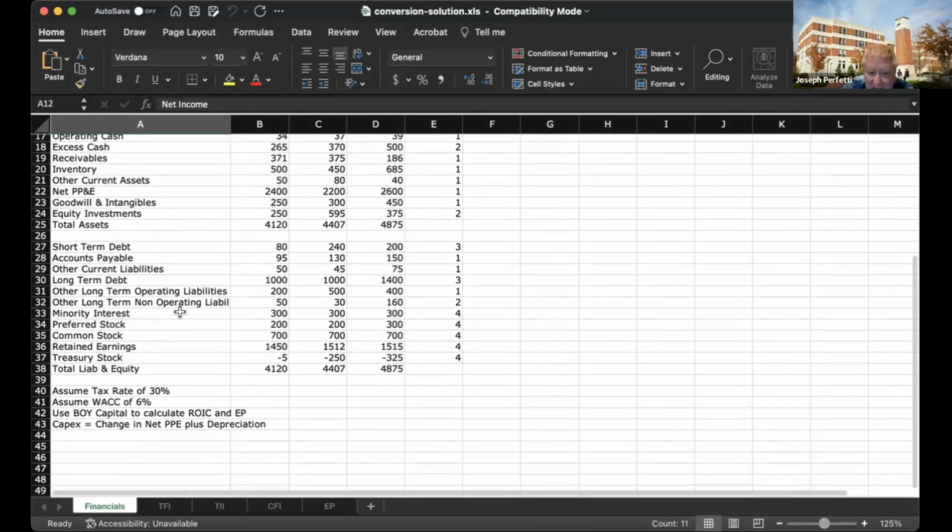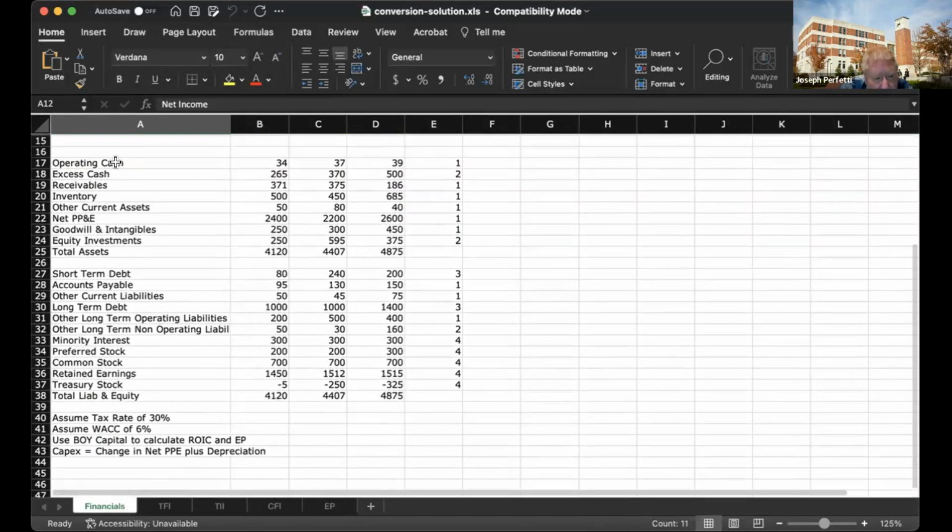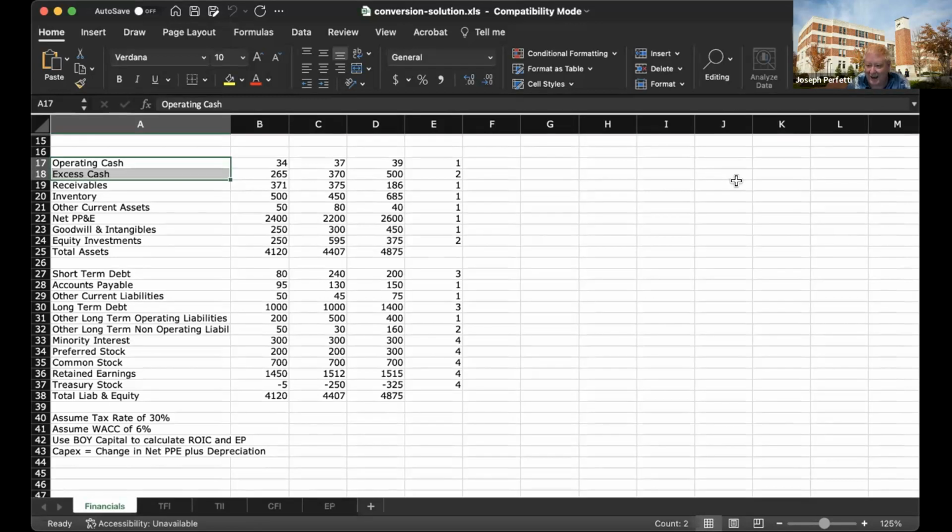Also, I gave you a balance sheet, and this is also something that I gave you that's not going to be typical when a company reports out its balance sheet. A company doesn't usually break out operating cash and excess cash. That's a McKinsey approach. Most companies don't do it. Most companies treat all cash as excess cash.